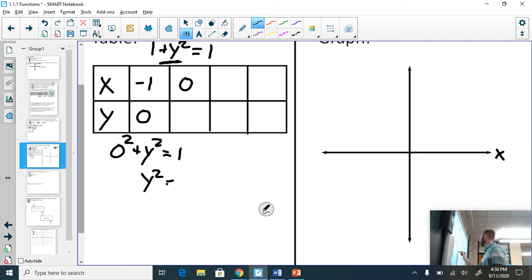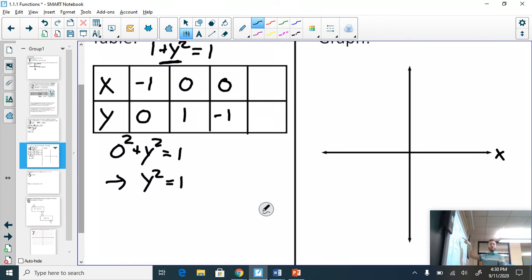y squared equals 1. And then you're like, oh, that's just 1, right? But wait, isn't there another option? If x is 0, this is still true. But can't y also be -1? Because (-1) in parentheses squared is +1. And here's where our problem is, right?